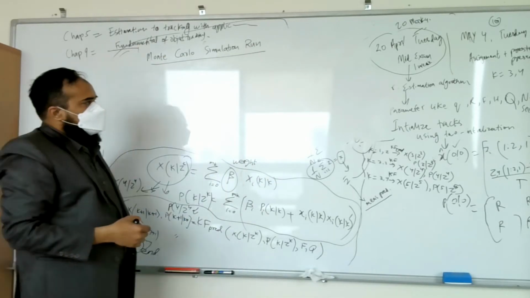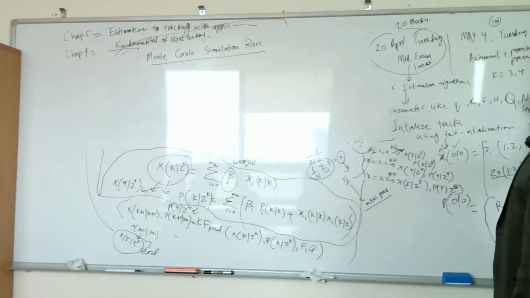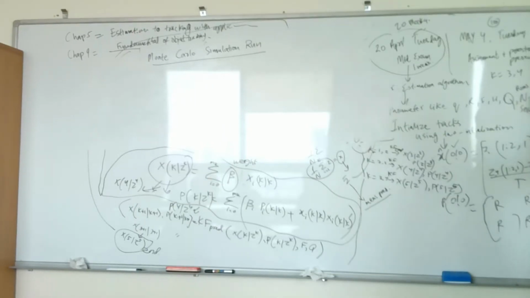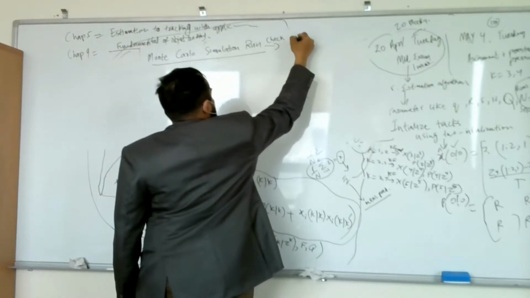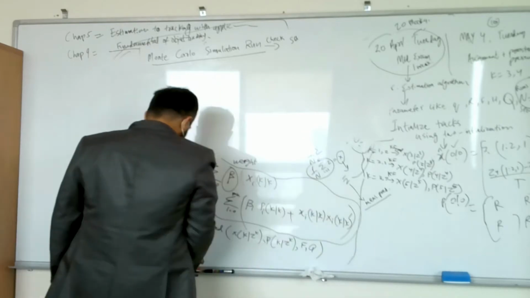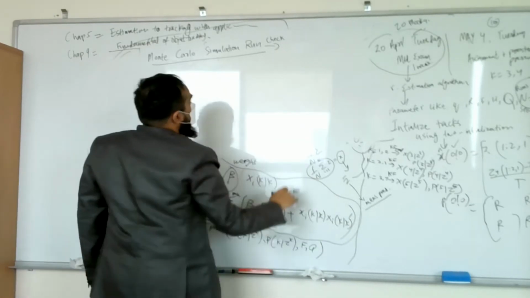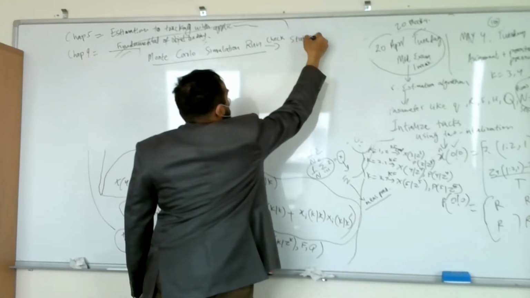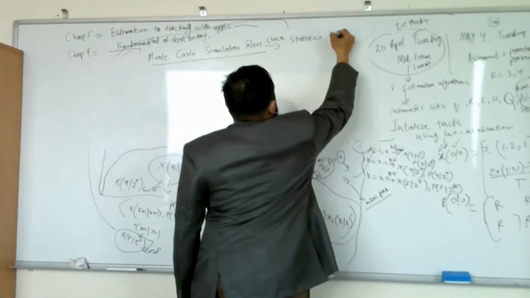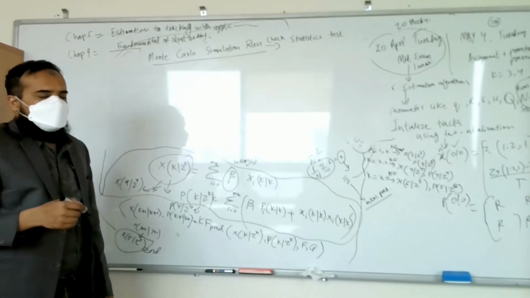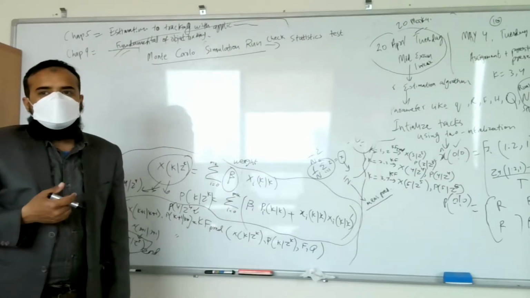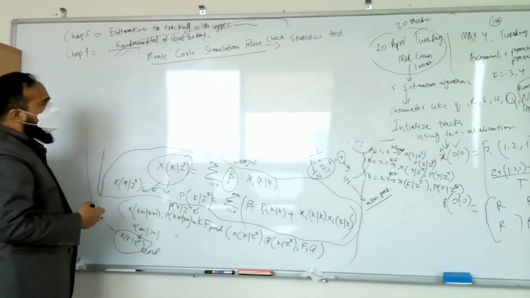Okay, if you set the total simulation runs to 100, for example, then this is the Monte Carlo simulation run to check the statistic test, whether you have correctly found the statistic of the algorithm or not. So how to do it?